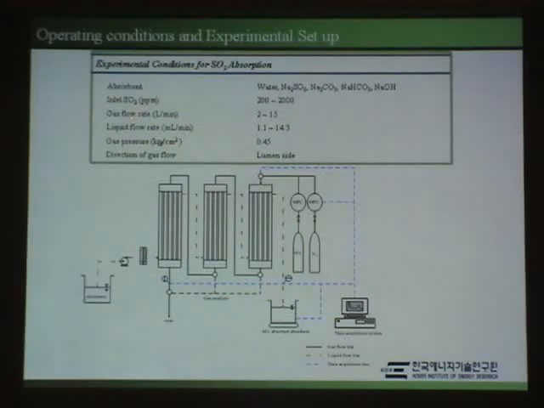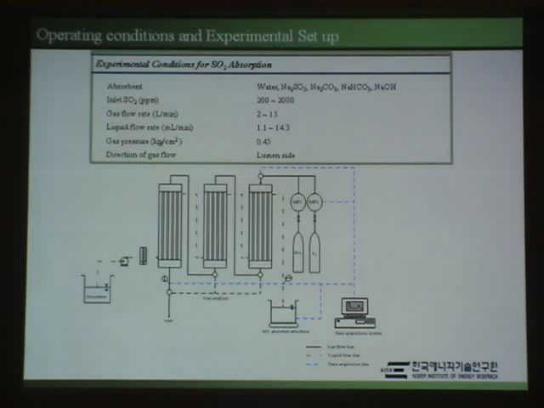These are the experimental conditions. We have used water, sodium sulfite, sodium carbonate, sodium bicarbonate, and sodium hydroxide as the absorbent for removal of SO2 gas. Keeping in mind that SO2 is an acidic gas, we have used mostly alkaline reagents here. Inlet SO2 was varied from 200 to 2000 ppm.